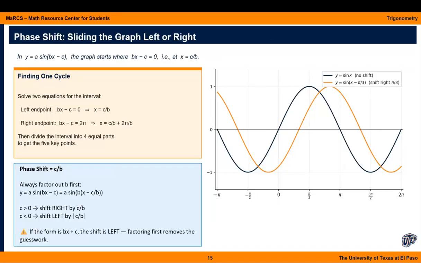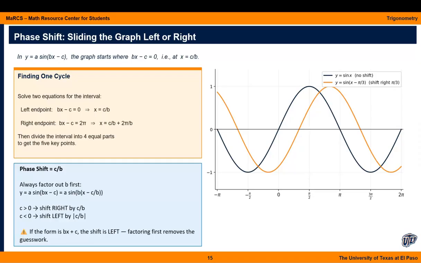Now let's slow down and focus on phase shift. This is one of the most important concepts. The phase shift tells us where the graph begins. We find it by solving bx minus c is equal to 0. This gives us x is equal to c over b. This value is the starting point of the graph. It is important to understand that we are not guessing the shift, we are solving for it.